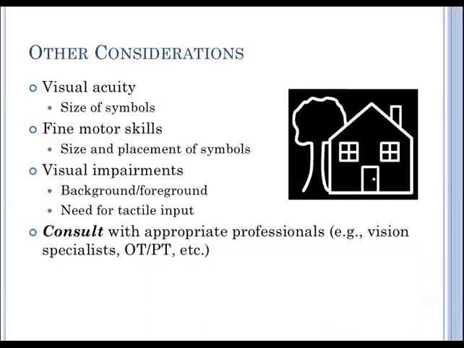Some other things that you should also be thinking about when you're trying to determine the most appropriate kind of representation for someone is their visual acuity. Visual acuity will dictate the size of symbols to some degree. So individuals who perhaps have a significant visual impairment might need larger symbols. They also might need smaller symbols. Depends on what their vision skills are like. So you need to talk to a vision specialist.